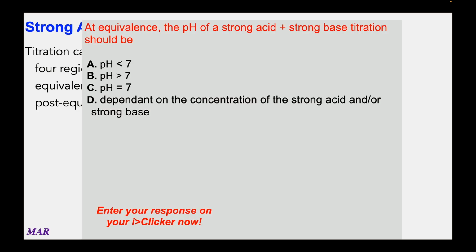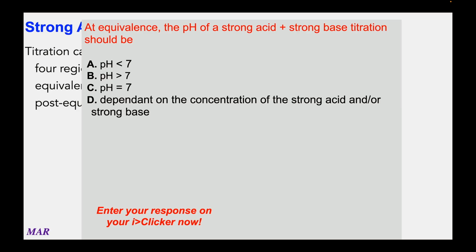So in this question, it says at equivalence, the pH of a strong acid, strong base titration should be, and it gives you the choices: less than 7, i.e. acidic; greater than 7, i.e. basic; equal to 7, neutral; or maybe it depends on the concentration of the acid or the base.